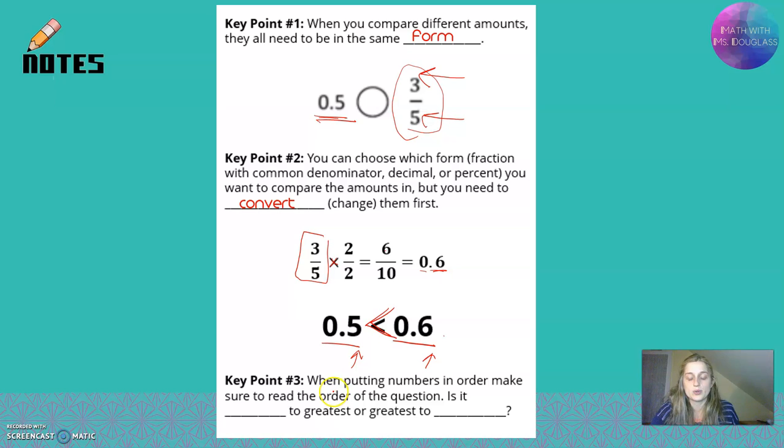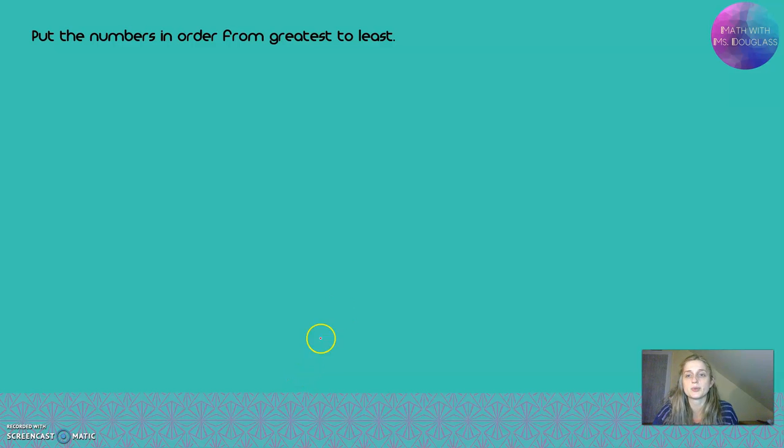When you're putting numbers in order, make sure you read the question. A lot of times we just assume that it's saying least to greatest, but sometimes it's actually saying greatest to least. So I like to write a little L and G to make sure that I'm staying in order, whichever way the question asks me. So let's do an example. Put these numbers in order from greatest to least. So I'm going to write a little G to L.